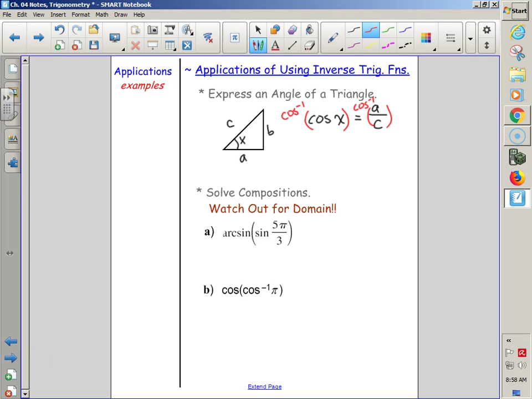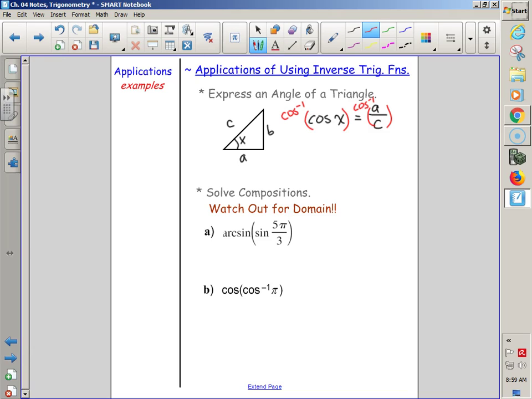Addition undoes subtraction, square roots undo squares, logs undo to the power of. Good. What would undo 10 to the power of? Log, common log. Okay, so we're used to inverses undoing.